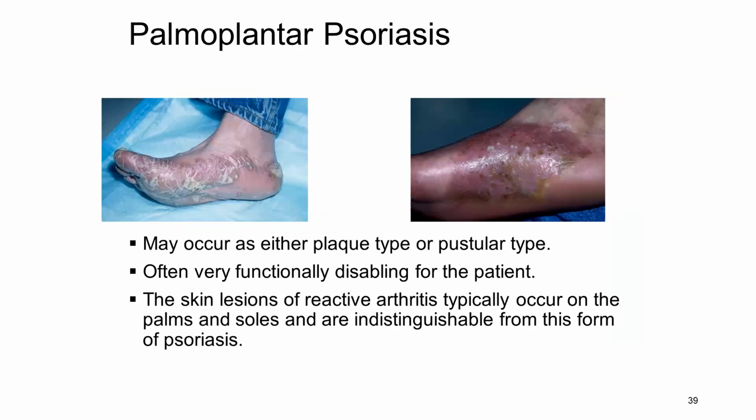Palmoplantar psoriasis, where only palms and soles are involved. This can be in the form of the scaly variety, or it can be in the form of plaques with pustules over them, and is often functionally very disabling.